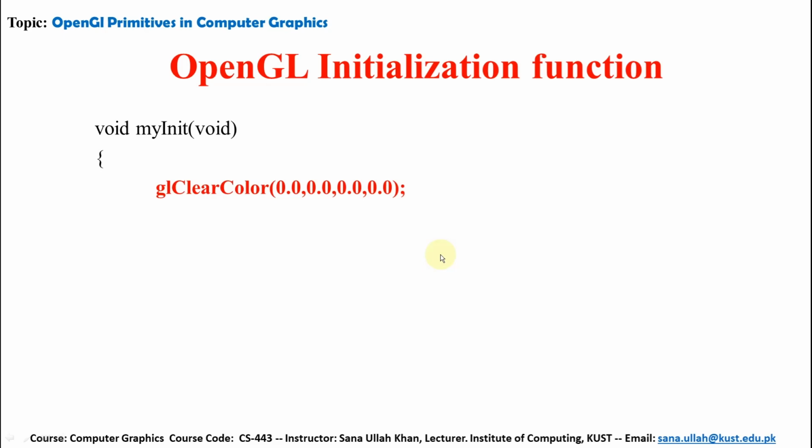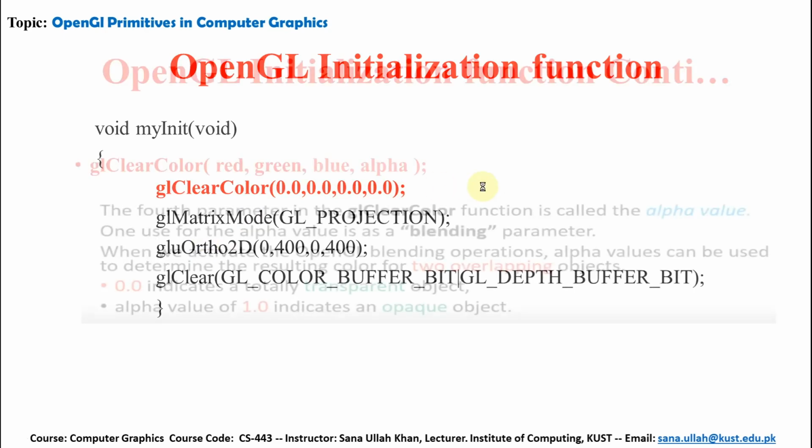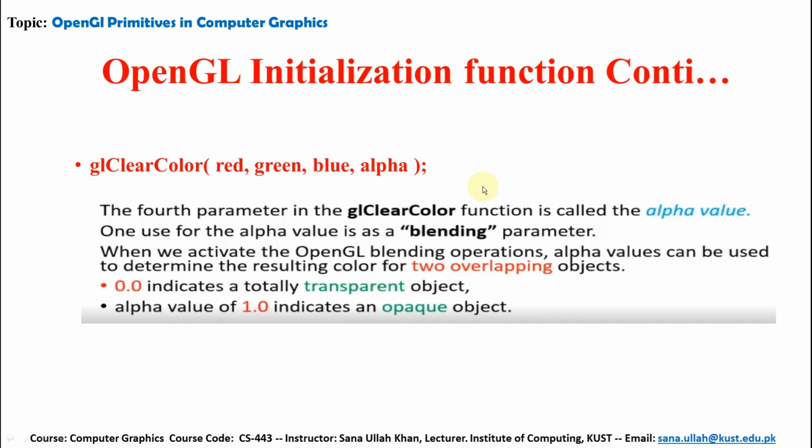Here we set the color from these points. There are totally 4 parameters. The first one is red, the second green, the third blue and the fourth is alpha. So these are the parameters used in glClearColor. The fourth parameter is called the alpha value. The alpha value is only used as a blending parameter.